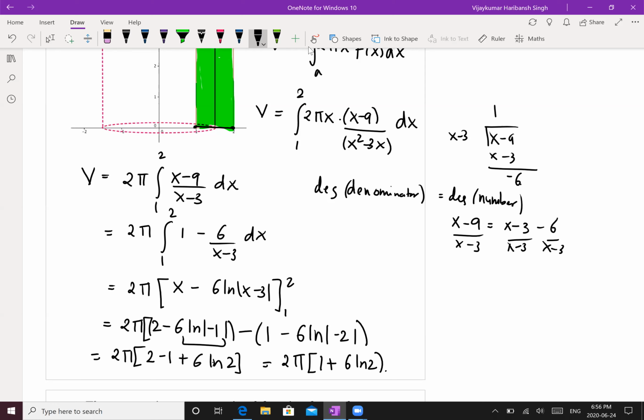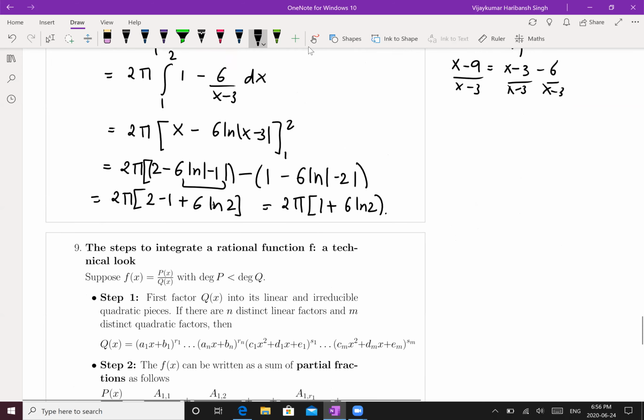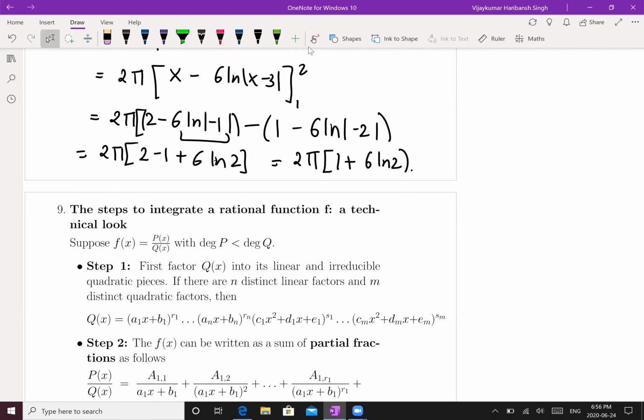Okay. Now let's generalize this process completely. So again, we are going to go back and look at how to go about it in generality. So suppose you're given a function f of x, which is p of x divided by q of x, where the degree of p of x is less than that of q of x. So the numerator degree is less than the degree of the denominator. So step 1 is to always split q of x into linear and irreducible quadratic factors.